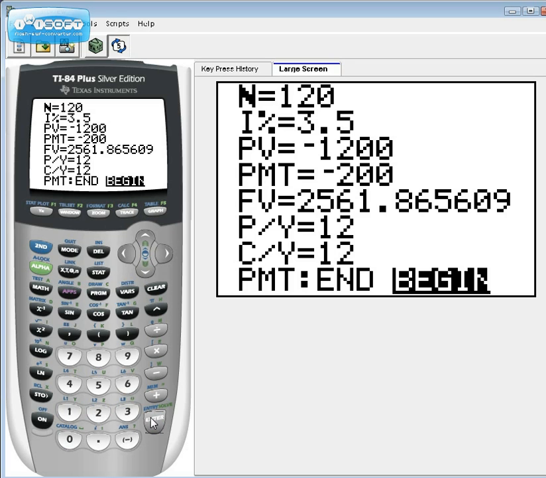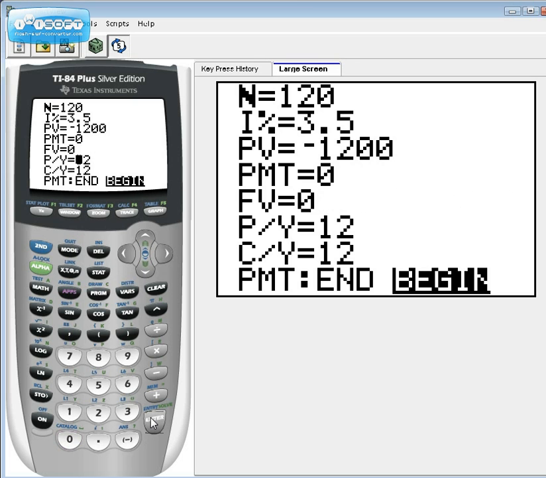For payment, this is where you enter any value that you're making as a regular monthly payment or a periodic payment. So if I just have a savings account where I'm not adding to it, I've just got a principal that's sitting there, I would make this a 0. Future value is what we're going to solve for. I'm going to put that to be 0 right now.